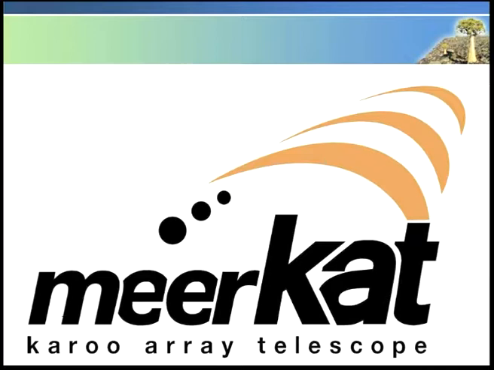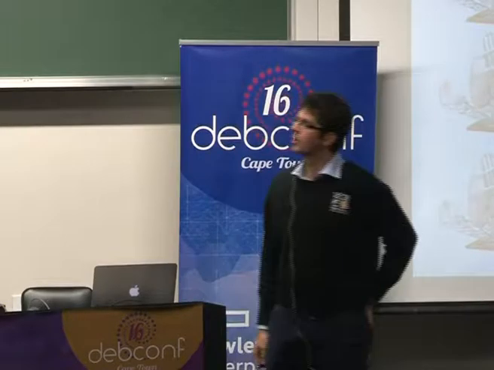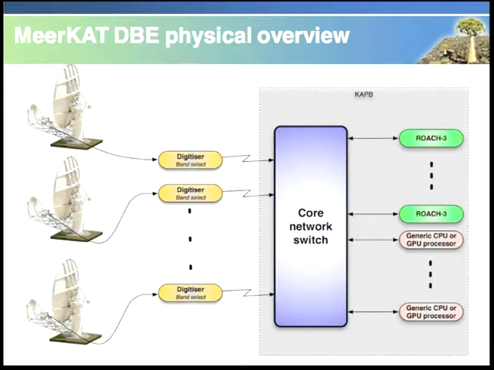So Meerkat is the sort of final telescope that our government is funding. It's our last step towards the Square Kilometre Array. And we learned a lot from the XDM and KAT-7, and we've implemented all of these fixes in Meerkat. This will be the world's best telescope.